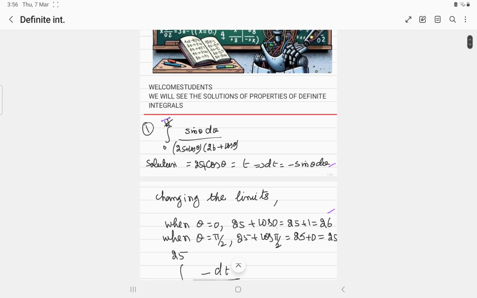Question number 1. Limit 0 to pi by 2 sin theta d theta by 25 plus cos theta into 26 plus cos theta.